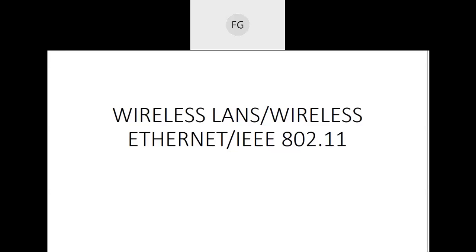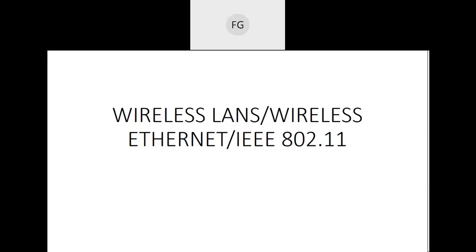Hello everyone. The topic of our today's class is Wireless LAN or Wireless Ethernet or the IEEE 802.11. Before we go to further details, let's just see a brief introduction of the IEEE project.